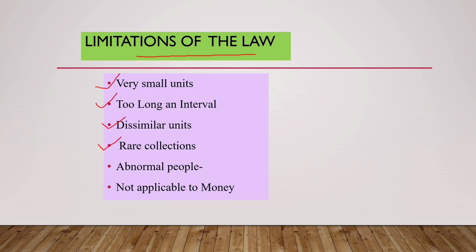Next comes the rare collection. The rare collection refers to hobbies. People have the habit of collecting coins, etc. So the addition to their collection will give them more satisfaction. So here also the law fails. Next comes abnormal people, like drunkards, as they will get more satisfaction with every dosage of liquor or drugs. So here also the law fails.